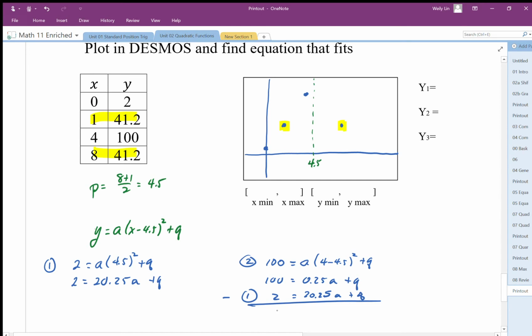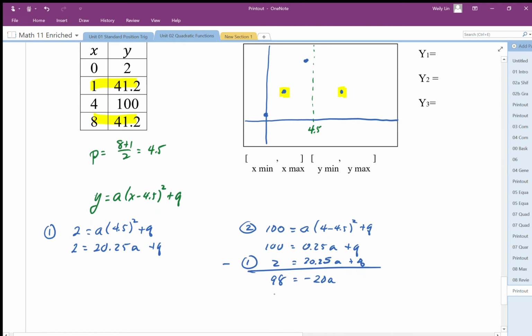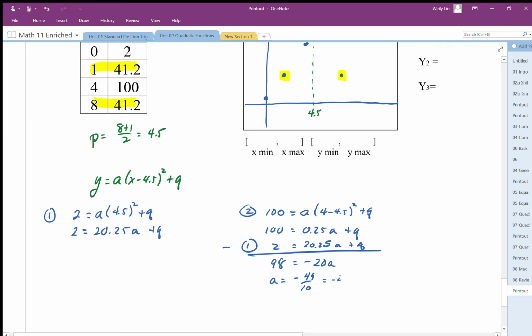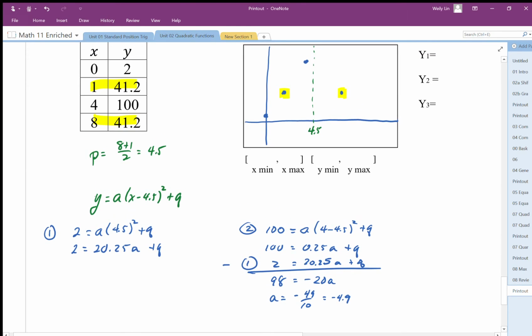We're going to end up with 98 is equal to negative 20a. And then solving for a, we end up with negative 98 over, let's divide that, 49 over 10, or negative 4.9. We'll write that as negative 4.9. And that's actually half of the acceleration due to gravity, because acceleration due to gravity is going to be 9.8 meters per second squared, so that's 1/2 a. So I have my a value.